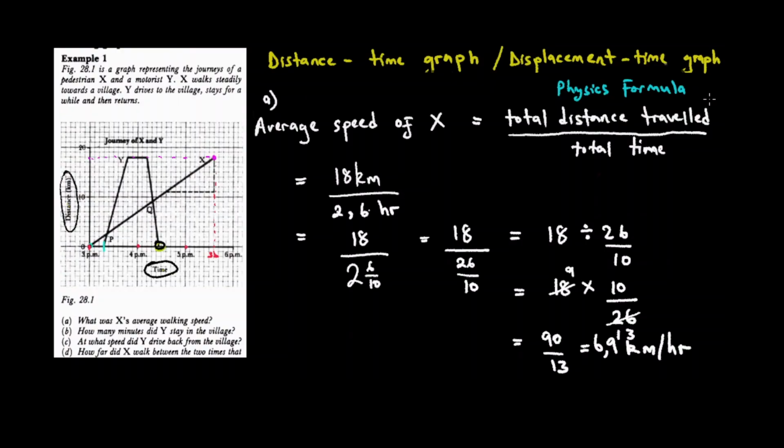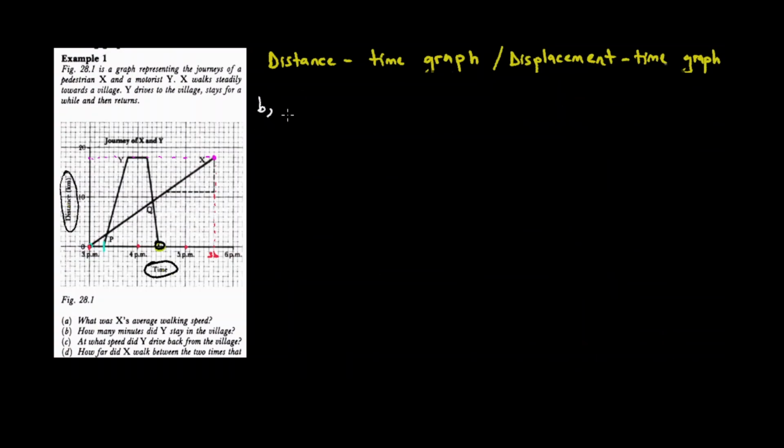All right. So that was the first question. Can we move on to the second? Yes, we can. All right. Now looking at part B, it asks: how many minutes did Y stay in the village?